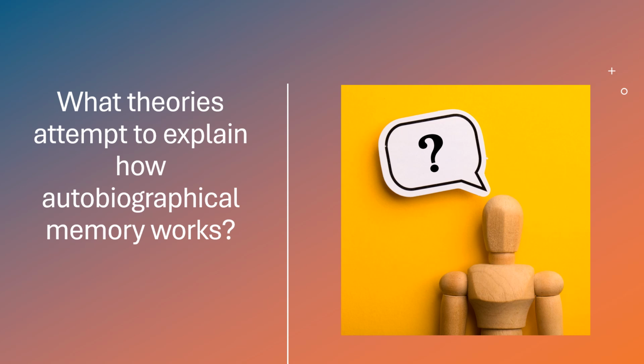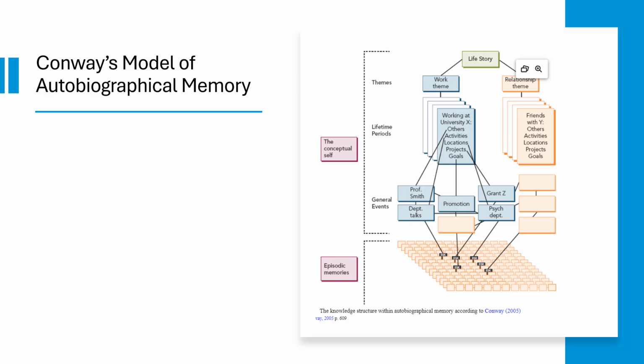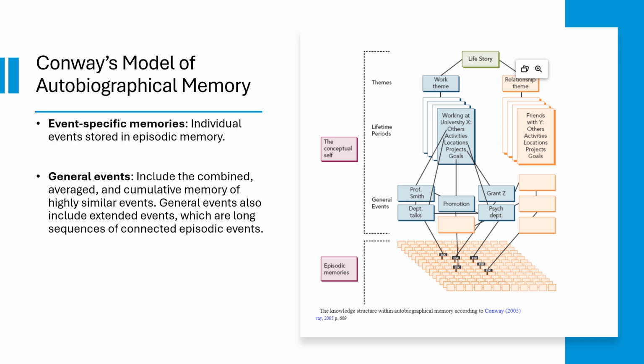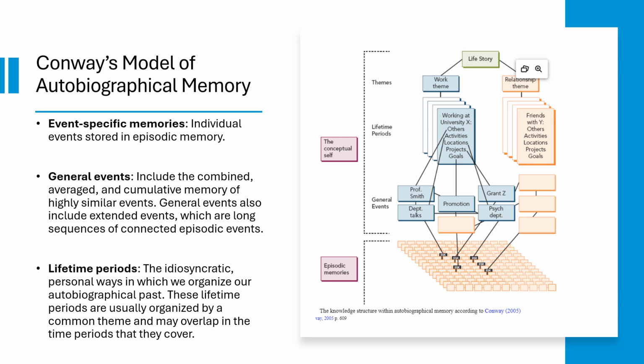So jumping off of that, what are some theories that attempt to explain how autobiographical memory works? Well, according to a very famous researcher by the name of Martin Conway, autobiographical memory is constructed within a self-memory system, or SMS, that is comprised of an autobiographical knowledge base and the working self. The autobiographical knowledge base contains knowledge of the self that can be used by the individual to determine what the self is, what the self was, and what the self can be in the future.